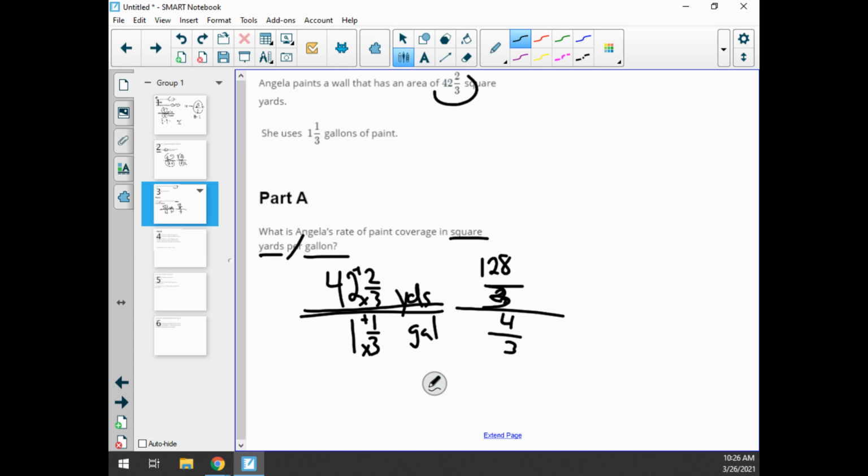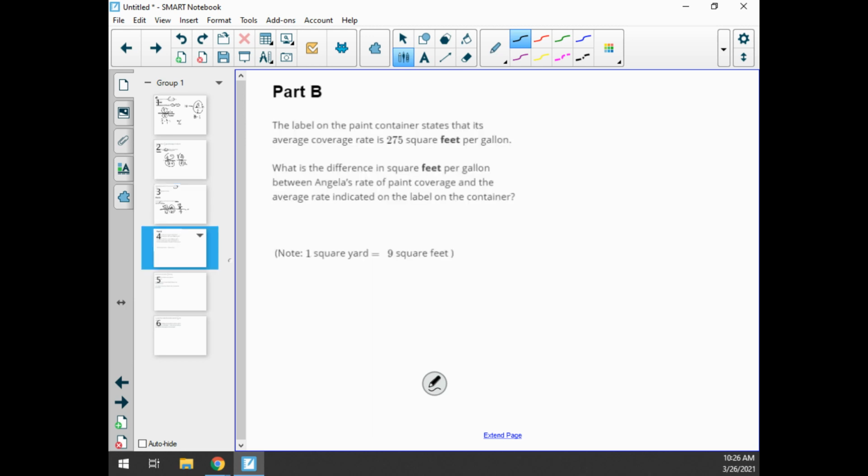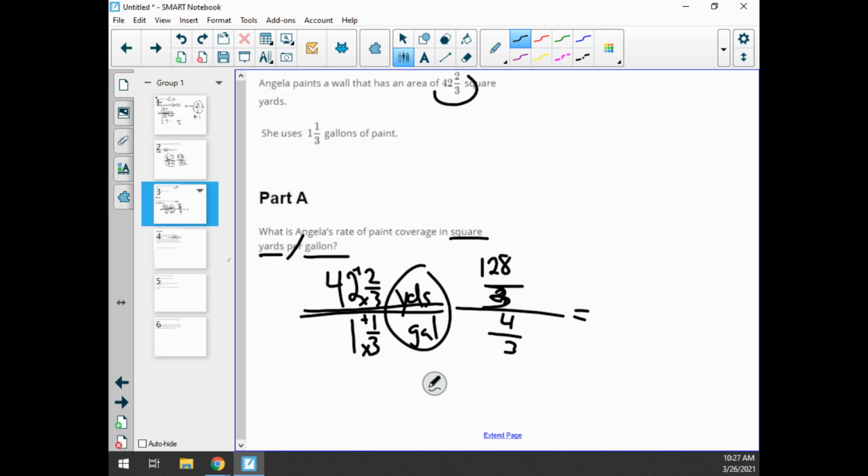Okay, that's how you will solve this one. Keep, change, flip, and you'll figure out the number of yards per gallon. Once you know that, you have to go on to part 2, which says the label on the paint container states the average coverage rate is 275 feet per gallon. So you should have just figured out how many square yards per gallon.